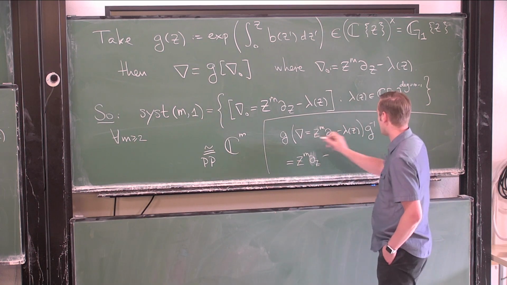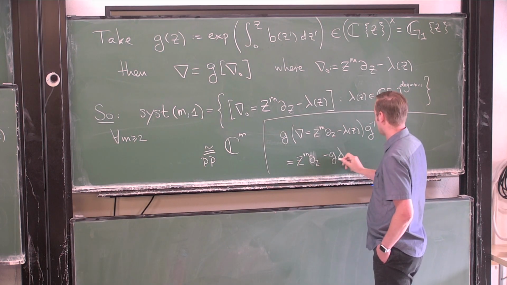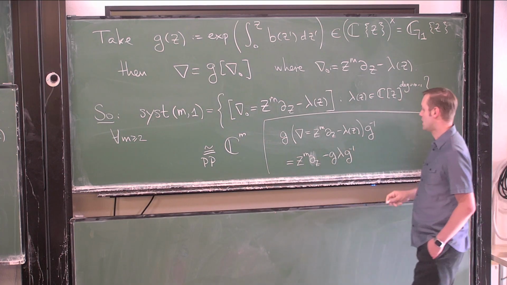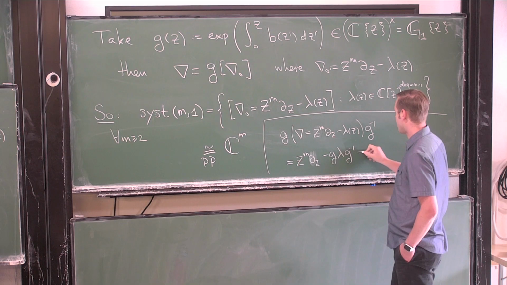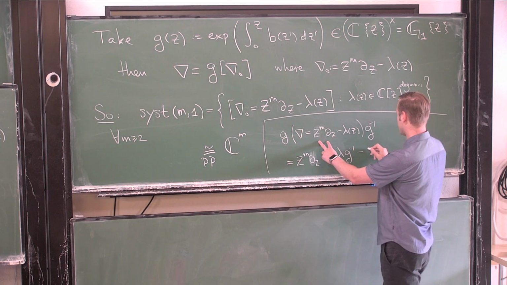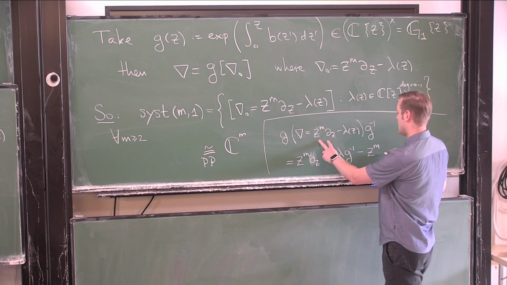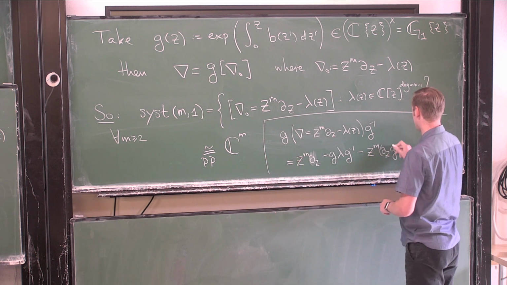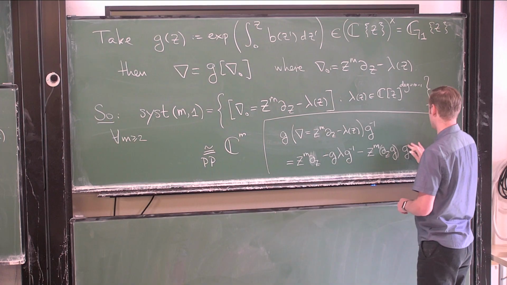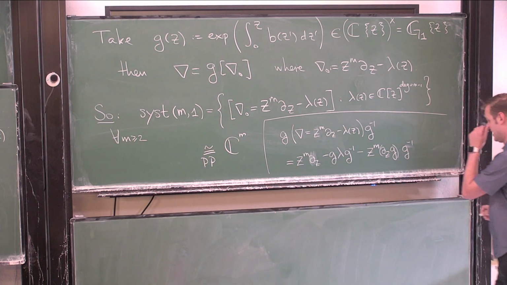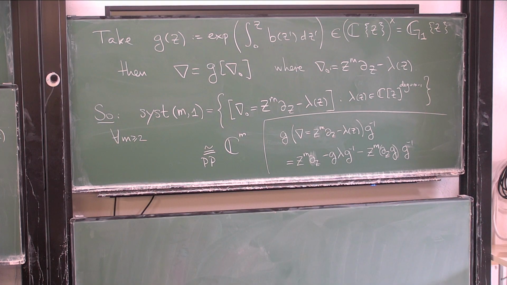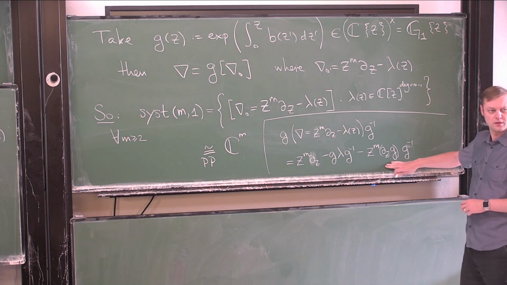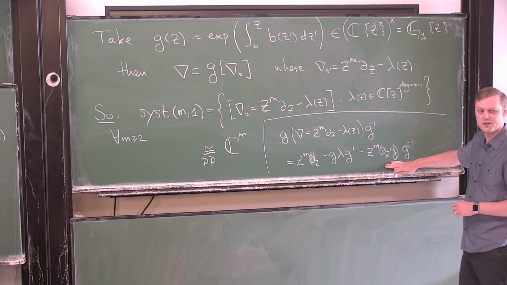Now there's going to be a conjugation of lambda, and then there is going to be the gauge term, which looks like z to the m d by dz of g times g inverse. Is everyone okay with this? I did it a bit too quickly.